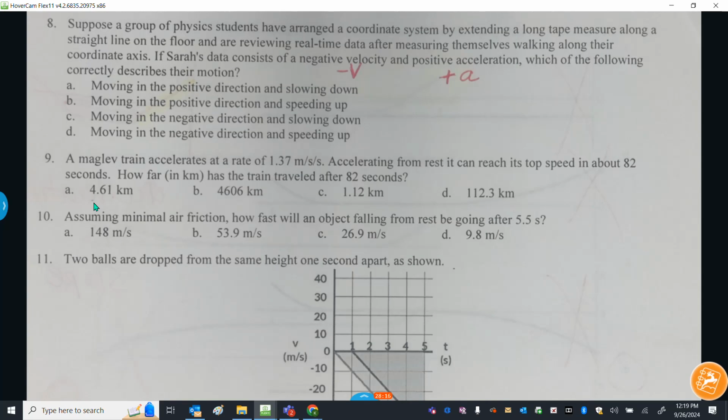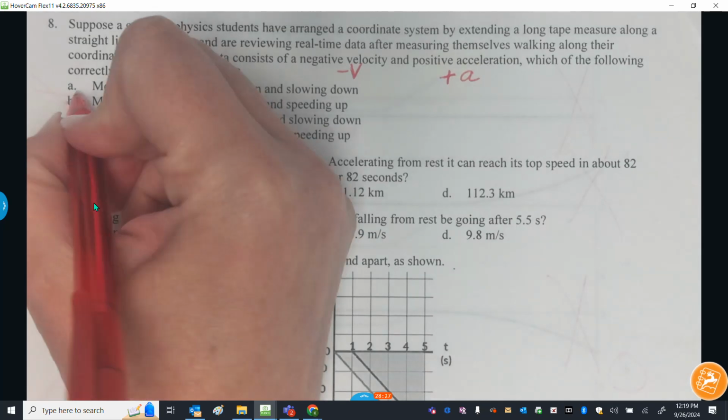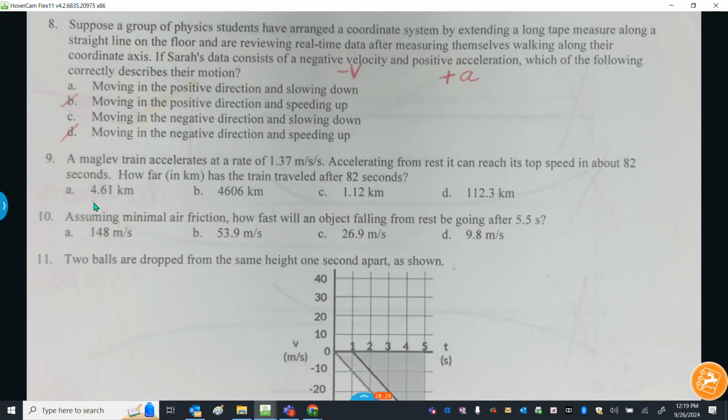If they have the same sign, you are speeding up. I don't have that here, I have opposite signs. So right off the bat, you can eliminate B and you can eliminate D because it can't be speeding up. Okay, this has to be slowing down.